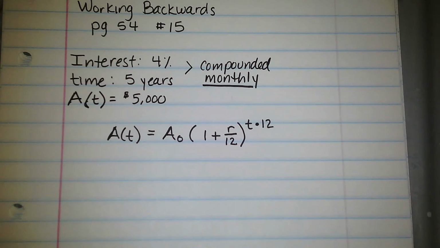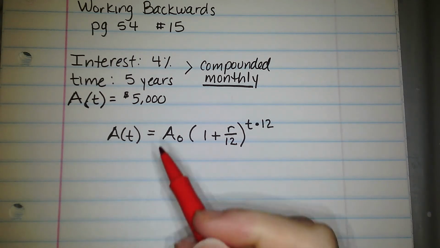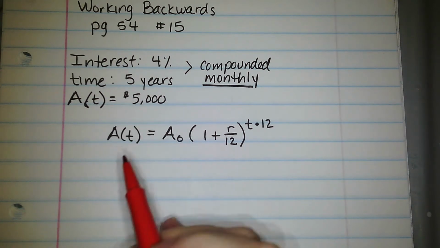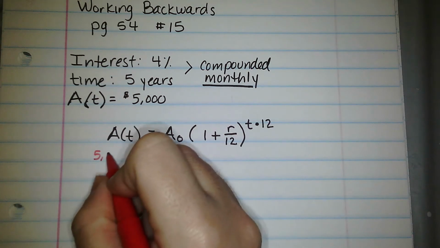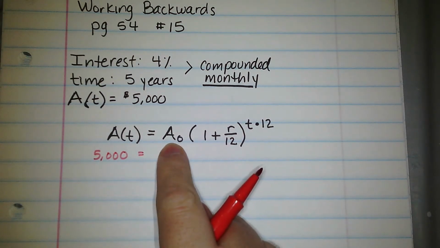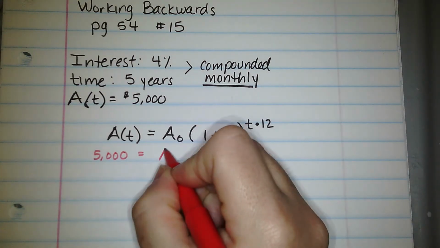Then we can start plugging in all the stuff we know. The thing that messes people up is the 5,000. 5,000 is our outcome. That's what it's going to be equal to, so 5,000 comes over here. We're trying to figure out our initial investment. We don't know what A naught is, so we're just going to leave that as A naught.